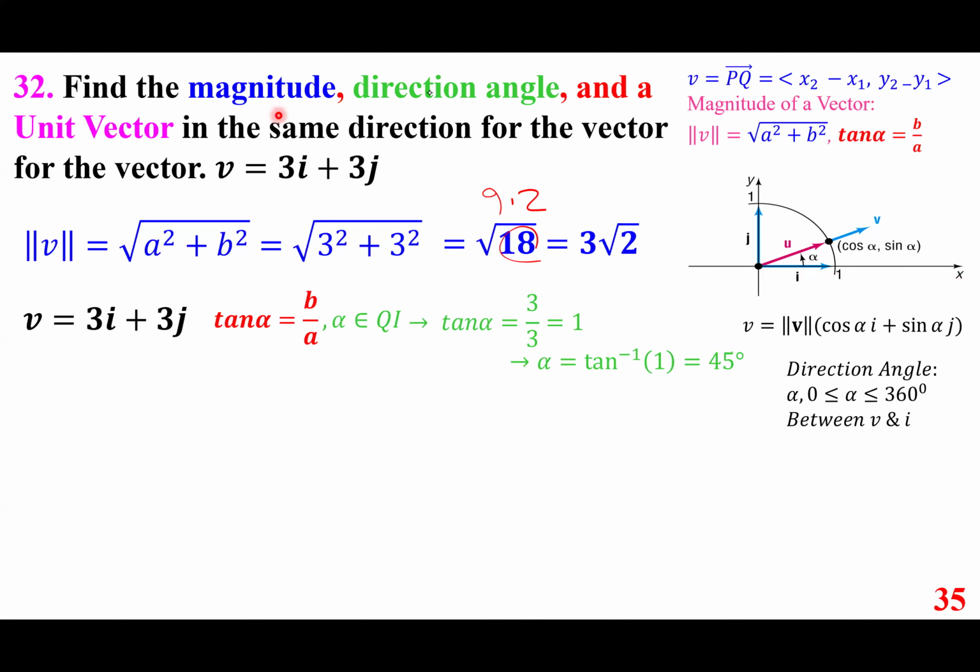So we have the magnitude, we have the direction angle. And so we are going to put it in this format, everybody. This is replaced with 3 square root of 2, and alpha is replaced with 45 degrees.